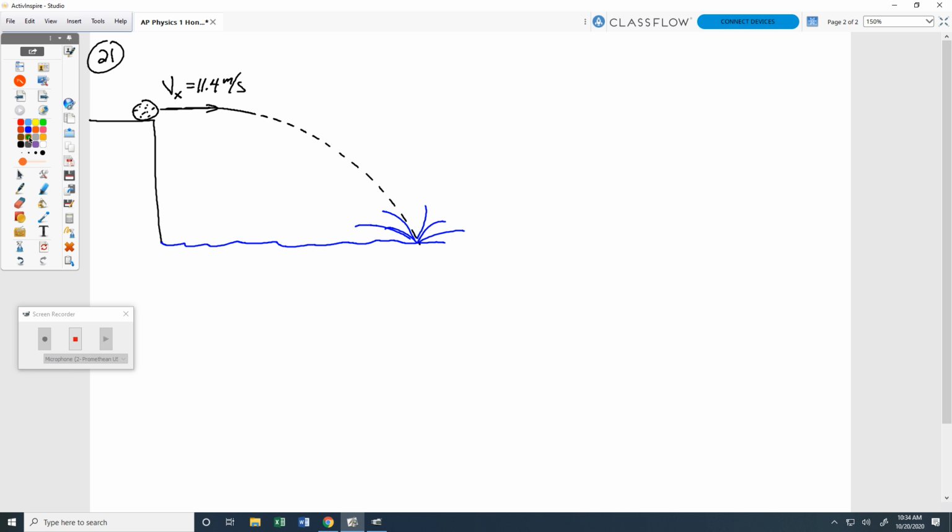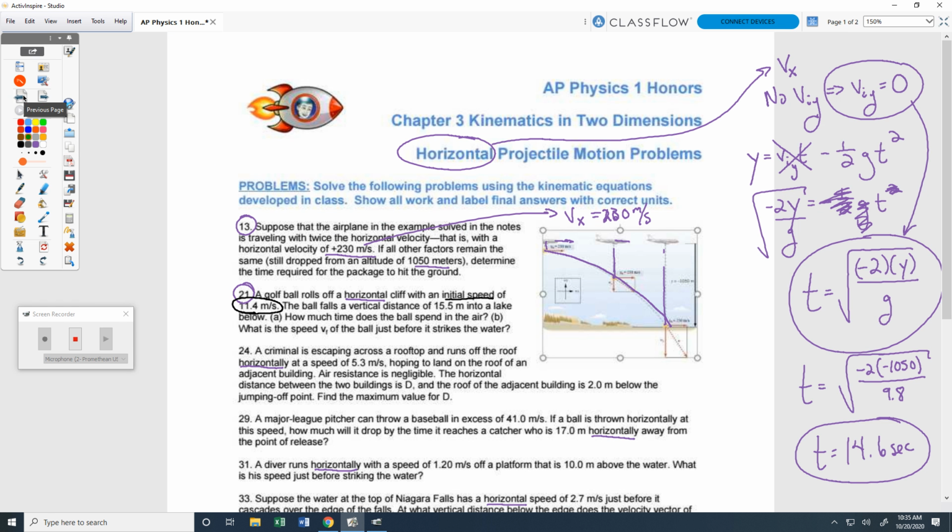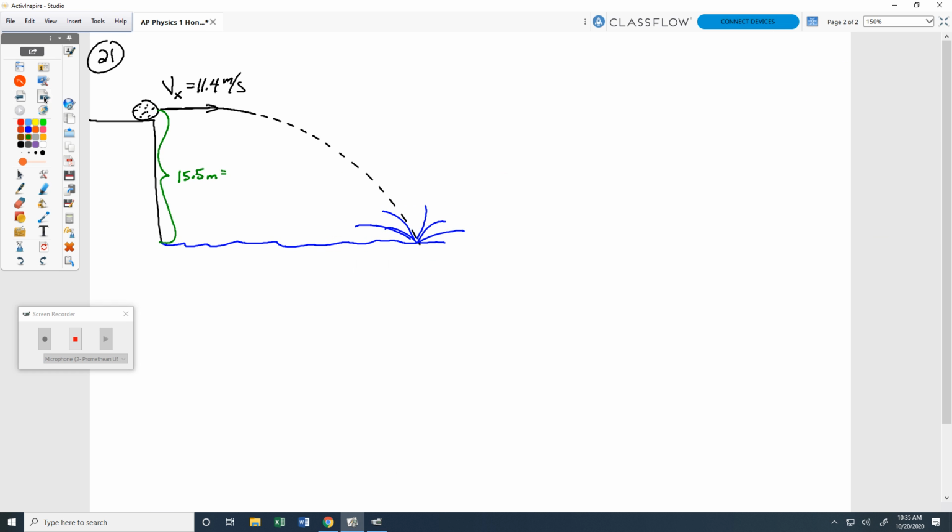The other bit of information they tell me is how far it falls vertically. So from here down to the water was 15.5 meters. This was in the problem, that it falls a vertical distance of 15.5 meters. Now, the reason why they use the word distance and not displacement is you have to interpret that. So this would be a y because it's going vertically, but we have to put this in as negative because it's going down, so it's falling that.